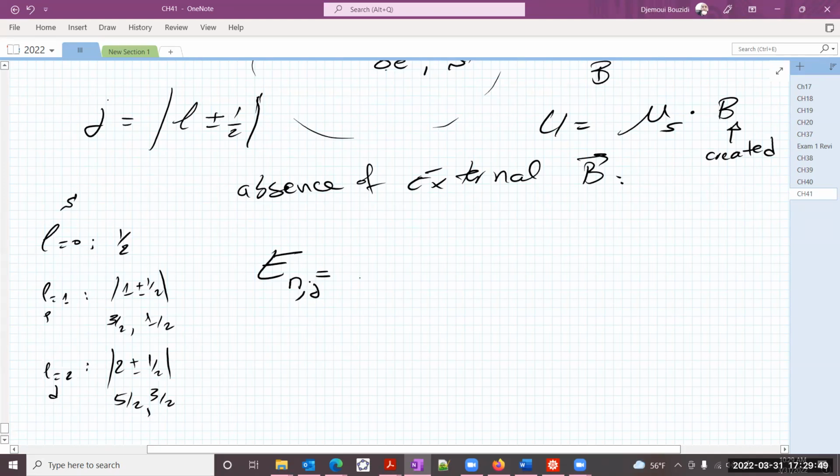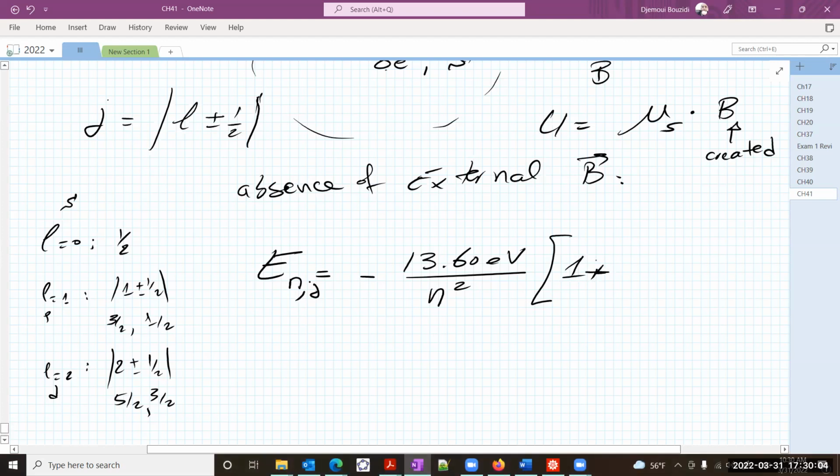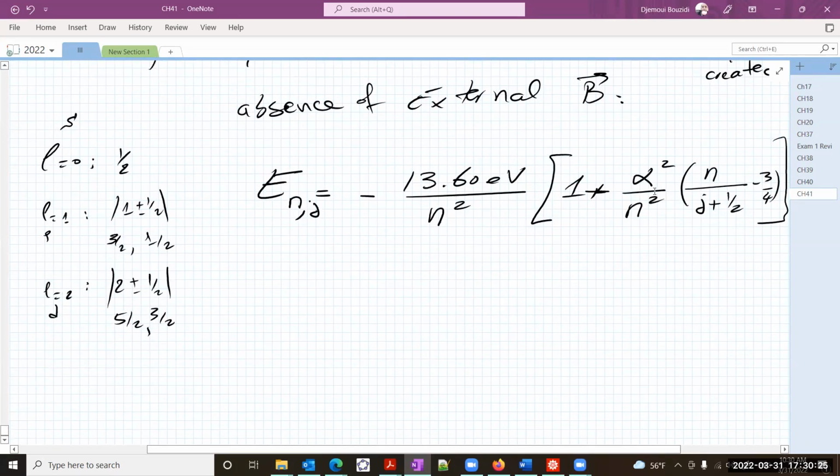So the energy is going to be negative, and this is important that you remember it, divided by n squared. This is the old value, plus the correction that comes from this coupling. This is the term I promised earlier that is going to be introduced, and that is alpha squared over n squared times n over J plus 1/2 minus 3/4. The derivation is really not easy. It's very long, but this is where this term comes from. The term alpha is a dimensionless number, and it's equal to about 1 over 137.